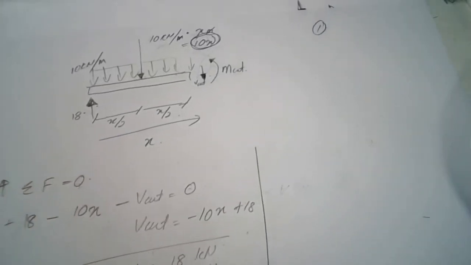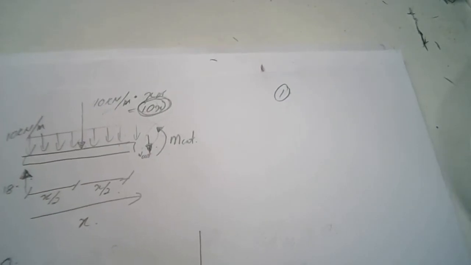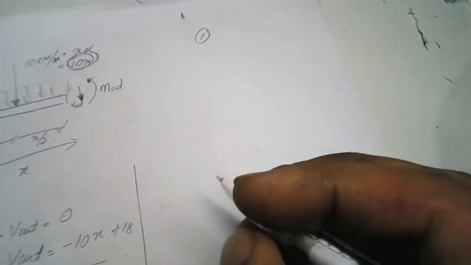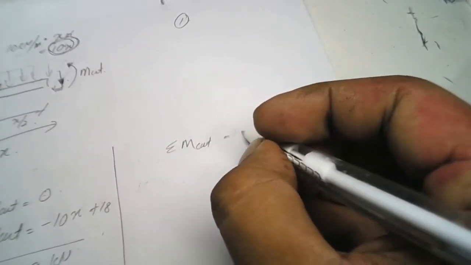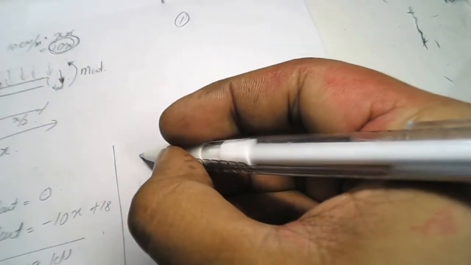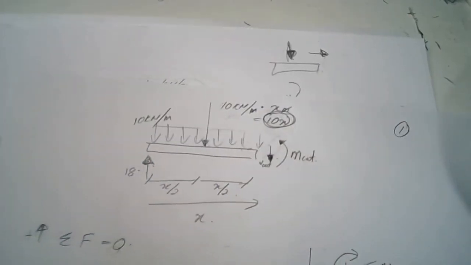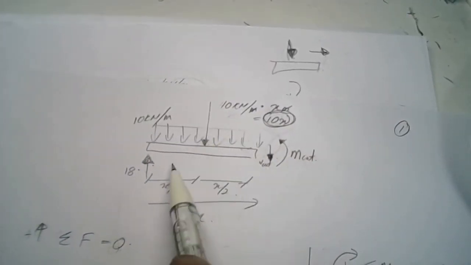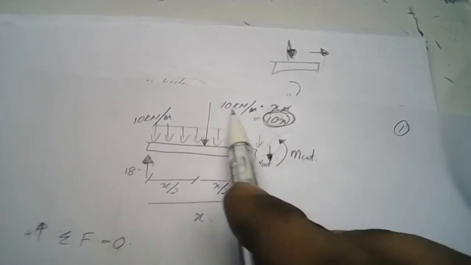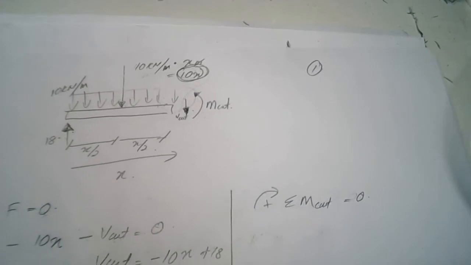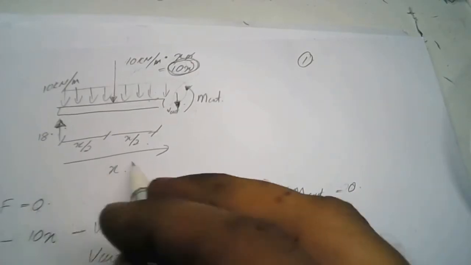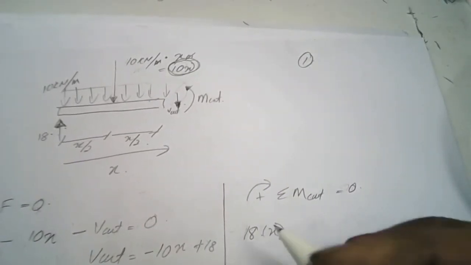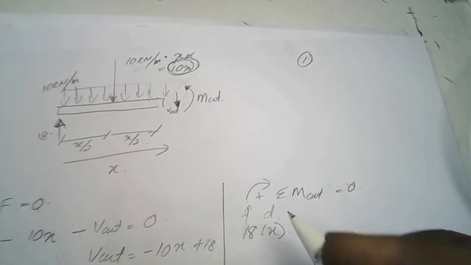All right, next we go to our summation of moment. For the summation of moment, I declare it at the point cut equal to 0, and I also declare clockwise as positive. So how many moments do we have here? We have one moment and three forces, which all develop a moment. The first one is 18, multiplied with x. This one is F and this one is d.